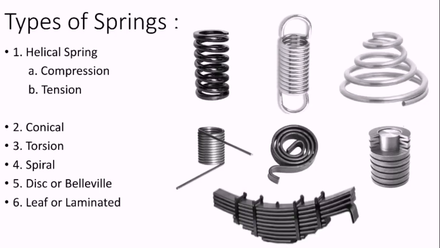Another type of spring is the leaf spring. It consists of number of leaves held together by means of a U-bolt or clamp. This kind of springs are used in automobiles suspension system. A sample of the leaf spring is as shown in the diagram.